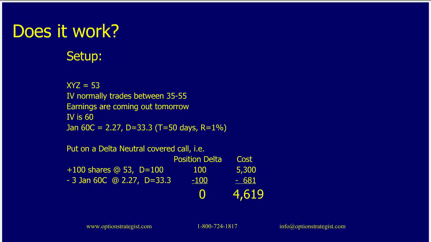And the credit I'm going to take in for selling 3 of these Jan 60 calls is $681. So the total cost of this position is $4,619. And yes, I know there's going to be a margin requirement, but this is collateral margin. We're not borrowing anything. We just need money in our account to be able to put this position on. Okay, so let's remember this: 0 deltas and a cost of $4,619.